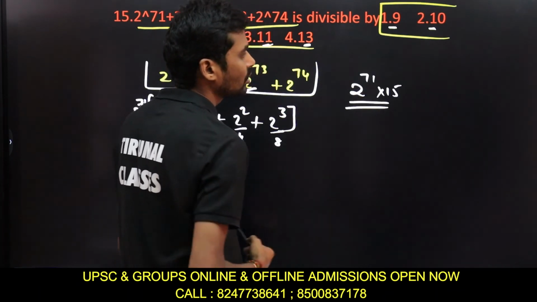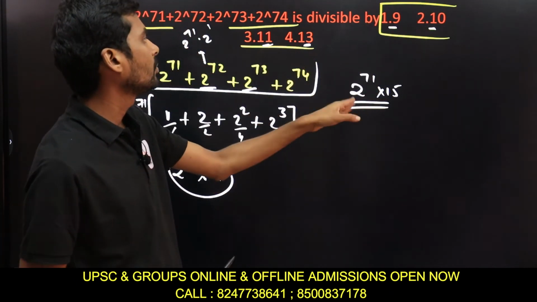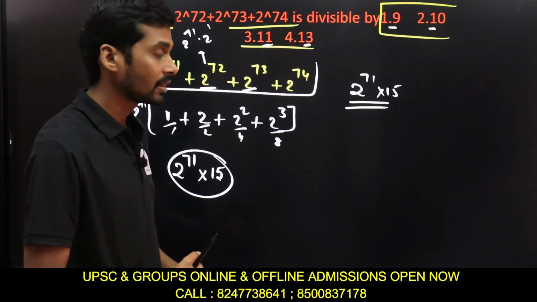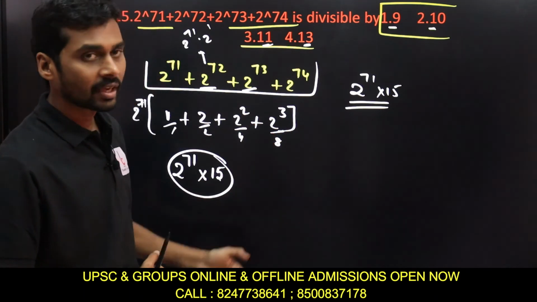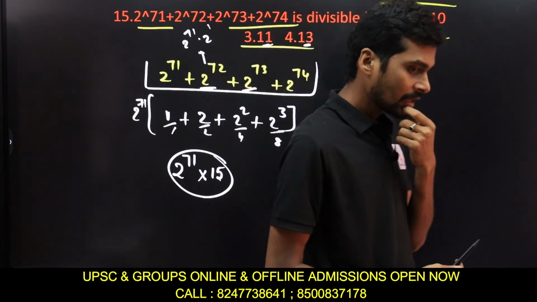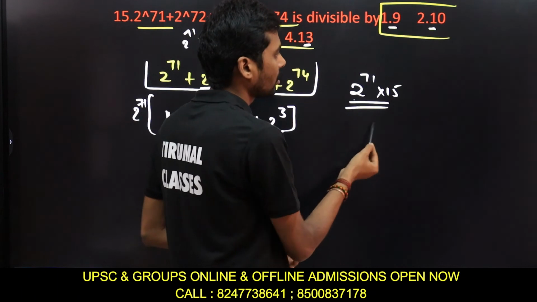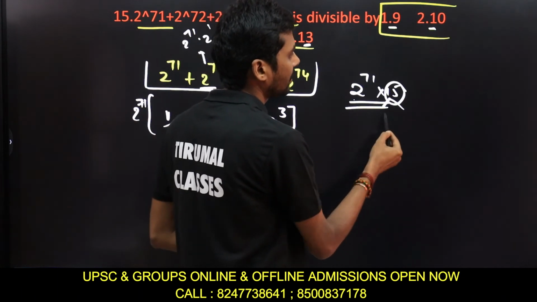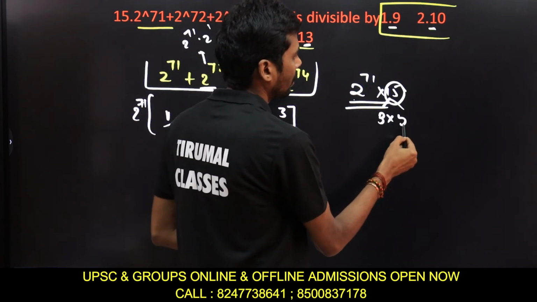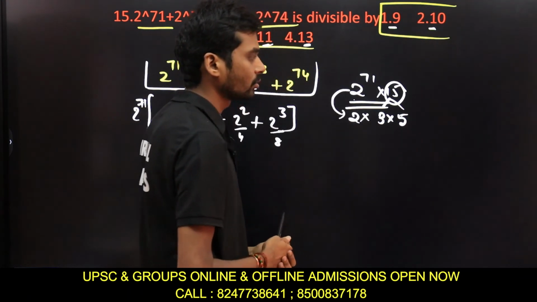Now this number is divisible by which number? Is it divisible by 9, or 10, or 11, or 13? By the way, we cannot say exactly, so that's why we can always split the numbers into a product of prime numbers. Here 15 is not prime, so we can write it as 3 into 5. And 2 power 71 means one of the factors is 2.